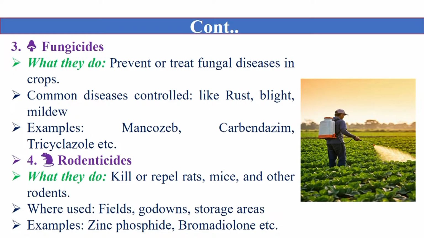And next one is rodenticide. Rodenticides are basically used to kill or repel rats, mice or other rodents in your farm, store, godowns and other places also. Examples of rodenticides are zinc phosphide, bromadiolone, etc.